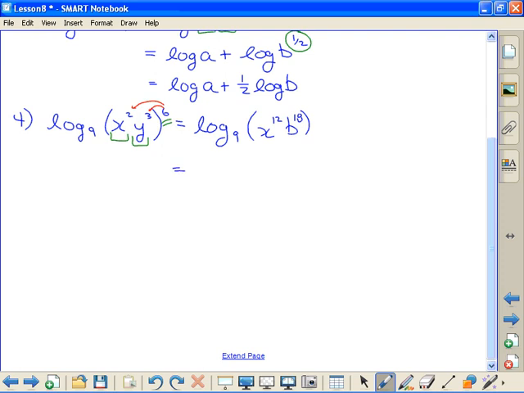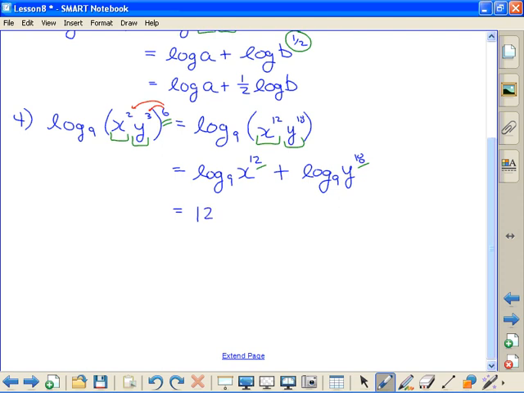Now I can apply it because I have one term inside the logarithm multiplying another term. Oh, I changed it to a b for some reason. It should be y to the 18th, multiplying by a term. So I end up with log base 9 of x to the exponent 12 plus, because there's multiplication in there, log base 9 of y to the 18th. We have to take care of these exponents.